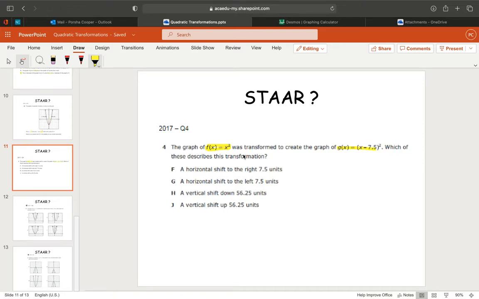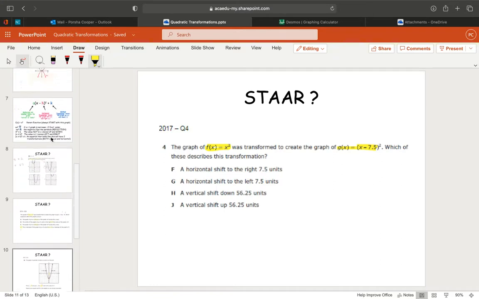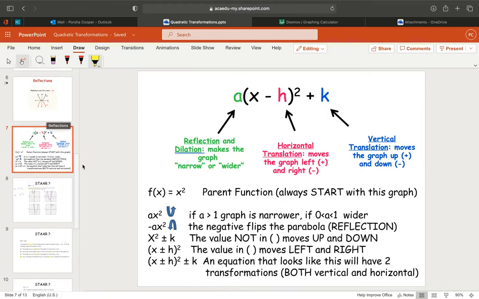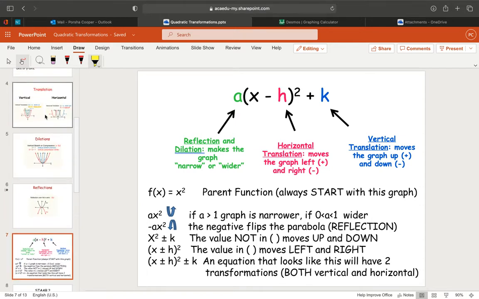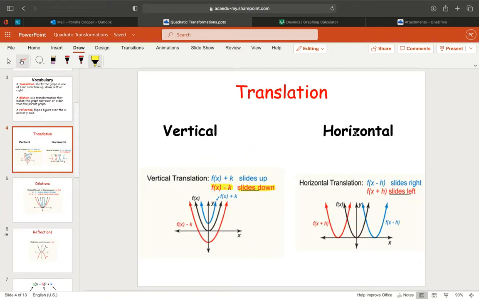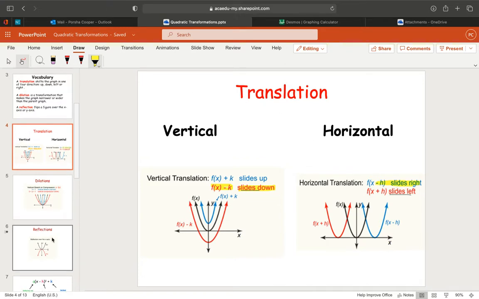Again, using the knowledge approach, we see here that we have our parentheses and we have subtracted a value inside of the parentheses. So I'm going to go back to my transformations. If I am subtracting inside, this is a horizontal translation. So if I look here, horizontal, if I subtract, that means it's going to slide the graph to the right. So subtracting inside parentheses slides it to the right.